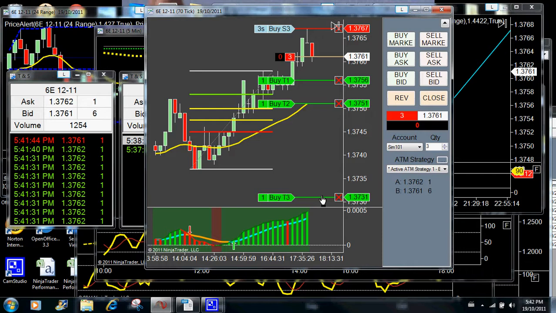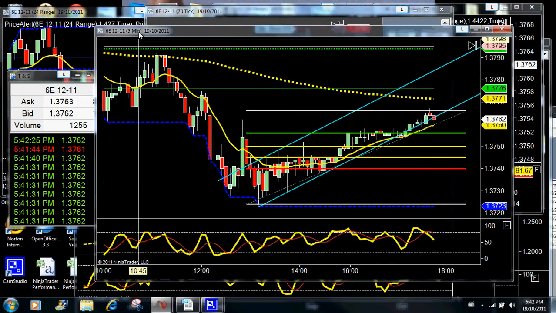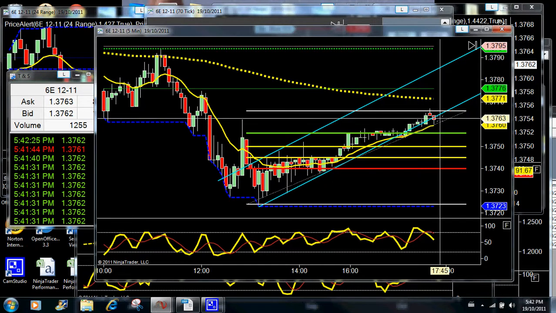It'll probably take way too long for this to play out. But let's see if we can get one order filled. If we could get down to 37.56 in the next 30 seconds or so, that would be nice. And we've broken down through this little trend line here.